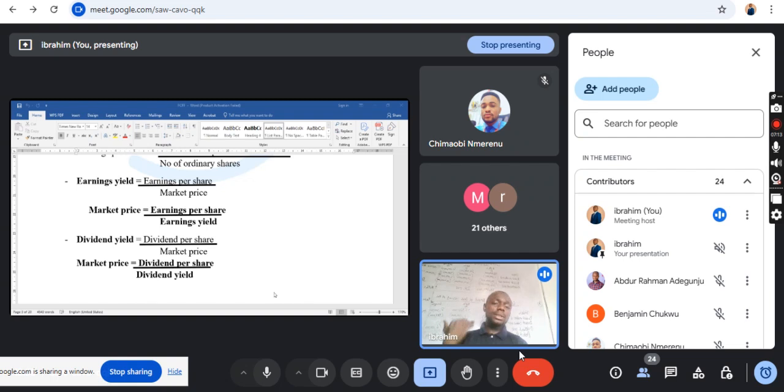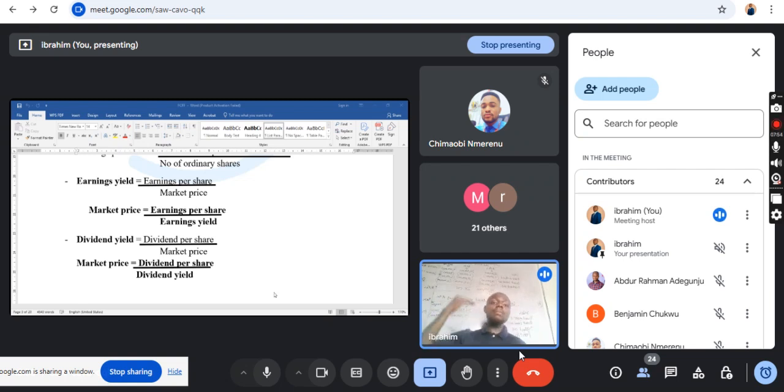Then the dividend yield equals dividend per share divided by market price. Now, if you want to determine the dividend per share, it is the total value of the dividend. For instance, a company may say we want to pay an interim dividend, and the total dividend paid is 30 kobo times the number of shares. We give you the value of the dividend that was paid out. So the total value divided by the number of shares gives the dividend per share, divided by the market price. So still make use of the subject of the formula.